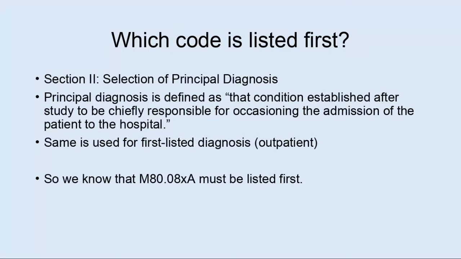In the front of your book, after all of these chapter-specific guidelines, is section 2, selection of principal diagnosis. Sometimes people don't even know it's there, but it's really important to know it. So this says the principal diagnosis is defined as that condition established after study to be chiefly responsible for occasioning the admission of the patient to the hospital. This is the same whether it's inpatient or outpatient. So why was this patient admitted? Well, it's not because she had a history of fracture. It's not because she had diabetes. She was admitted because of the fracture, the current fracture. So therefore, M80.08XA is listed first.